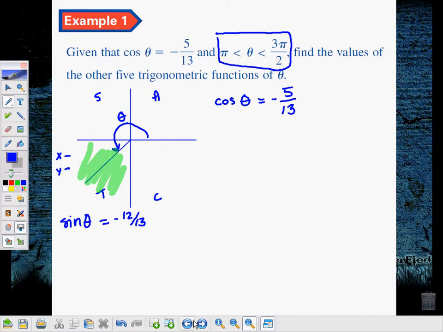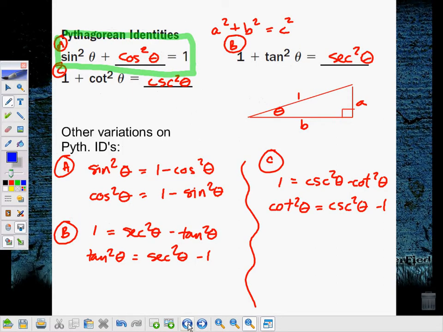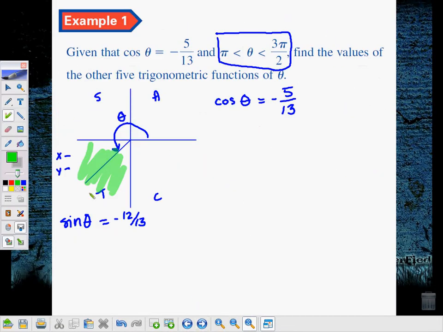How can I find, let's say, the tangent? Well, going back through the notes until we find somewhere that relates sine, cosine, and tangent. Oh, yeah, right here. Sine, cosine, and tangent. So I'm going to say that the tangent's equal to the sine value over the cosine value. So tangent of theta is equal to the sine of theta over the cosine of theta.